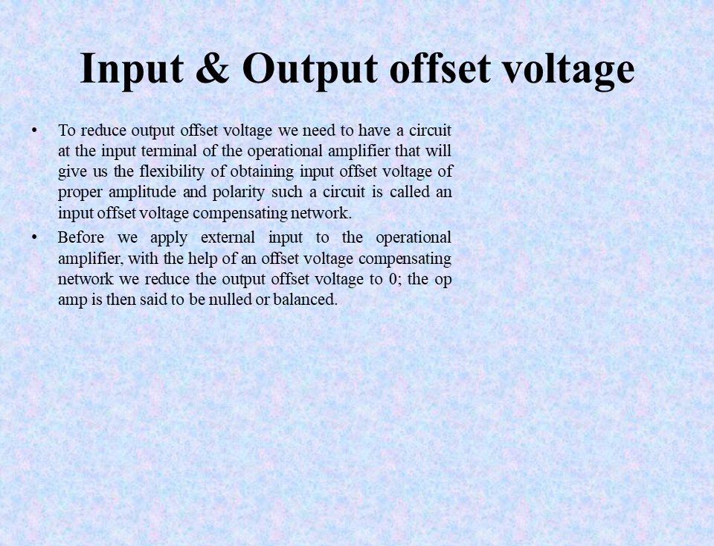The op amp is then said to be nulled or balanced. So what do we do? First of all, we apply this circuit. This circuit is connected before using the operational amplifier, and with the help of that external circuit, we reduce the output offset voltage to 0, and then we start doing the application for what that operational amplifier is made.